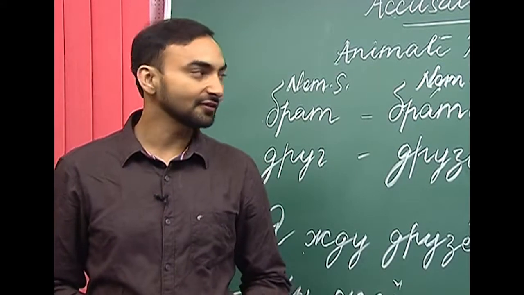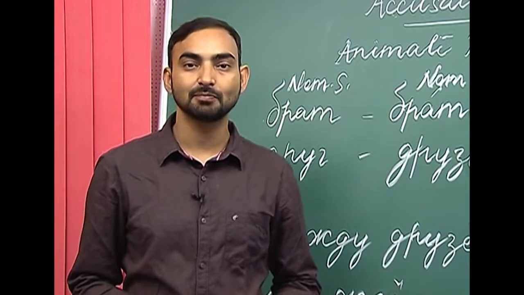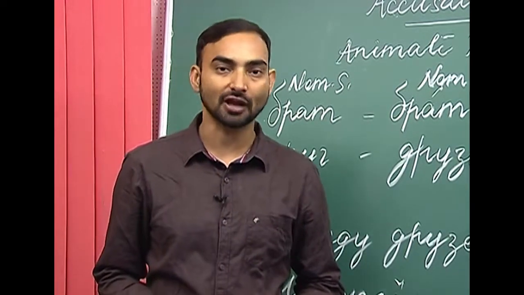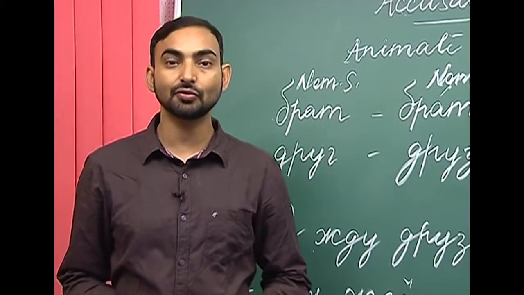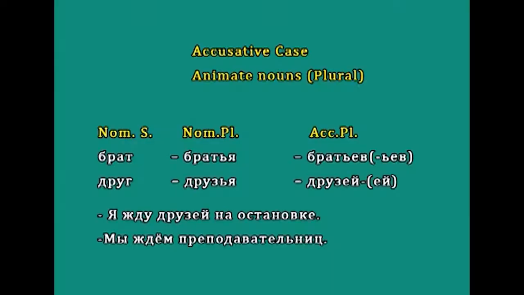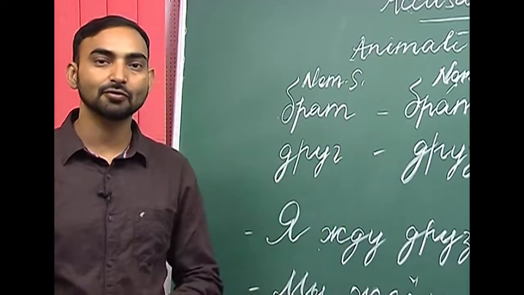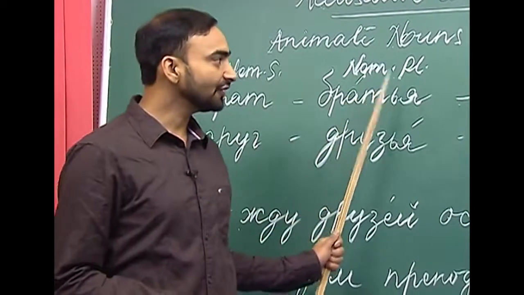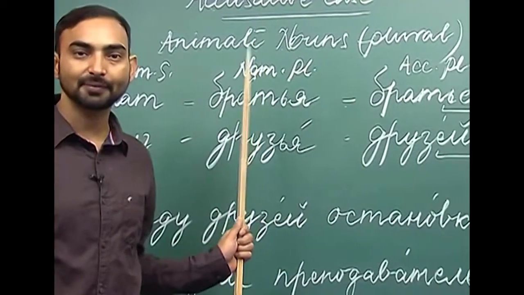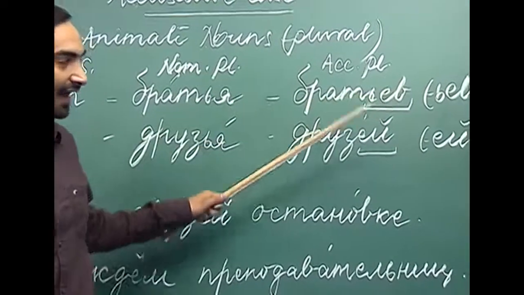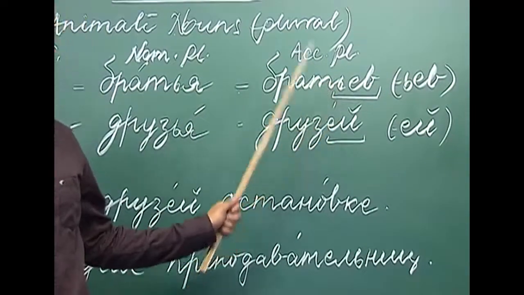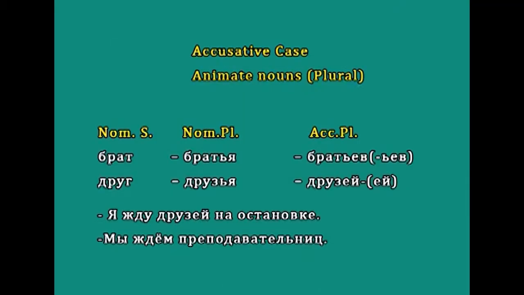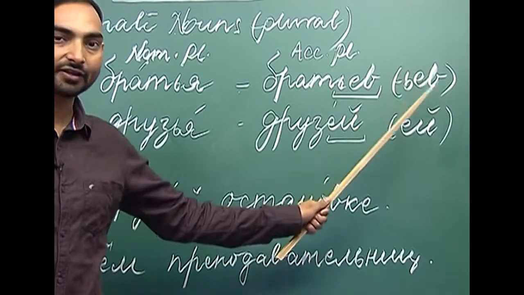There are a few nouns which have irregular ending in their nominative plural, and we have discussed all those nouns. So, what happens when we use those nouns in the accusative case in plural? For example, let us take brat. What is the nominative case plural of brat? It is bratya. And how do we form the accusative plural of brat? It is bratyev. So, we are adding ye and wa at the end, and we get the accusative case form of brat. See the ending, soft sign ye and wa.